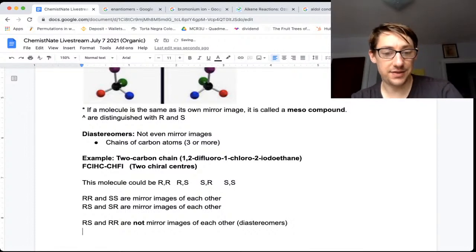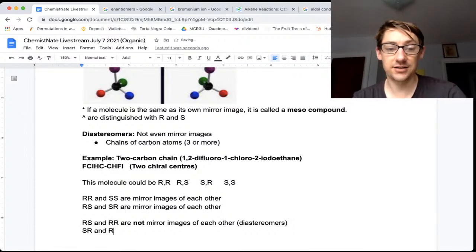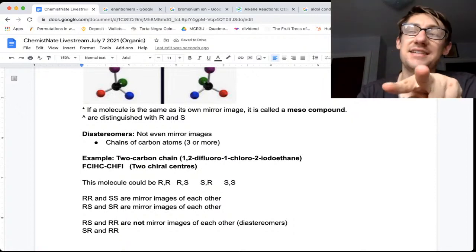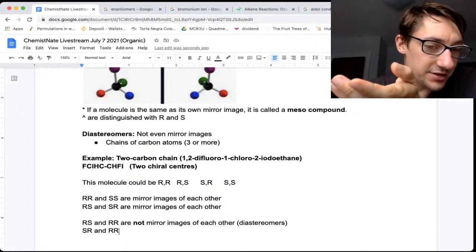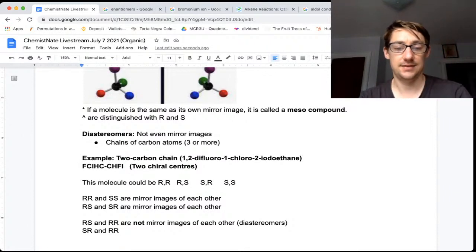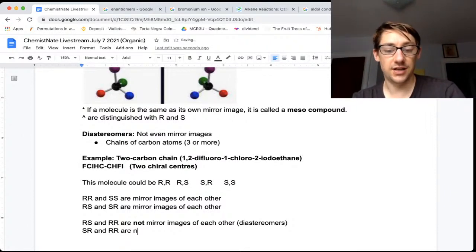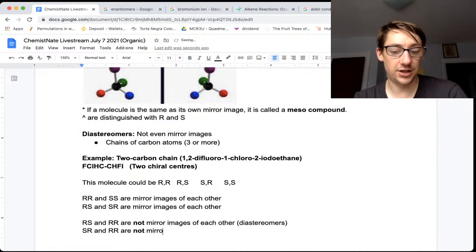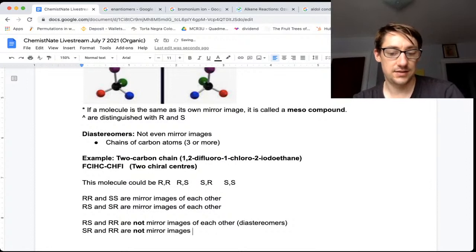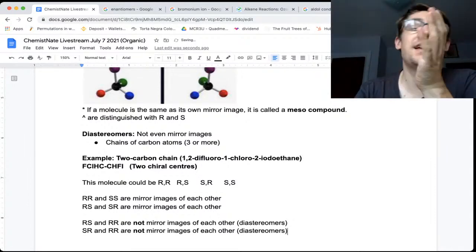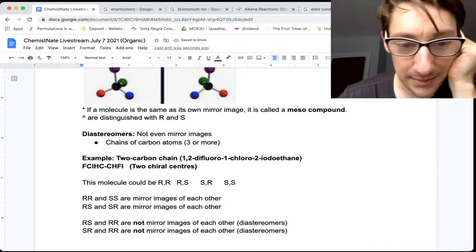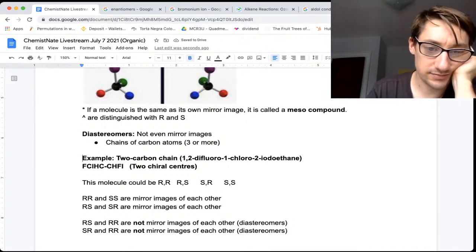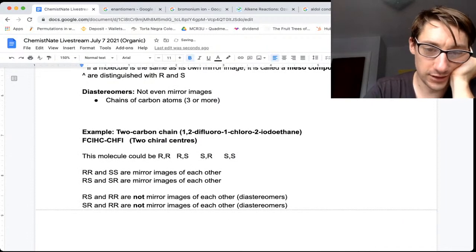You can play that game with SR and RR as long as they aren't exactly in reverse of each other, or exactly flipped. They are not mirror images of each other either. You have to flip the chirality on all of the centers for them to be mirror images. If they are not mirror images, they are diastereomers. That's really what I'm trying to get at here. Cool.